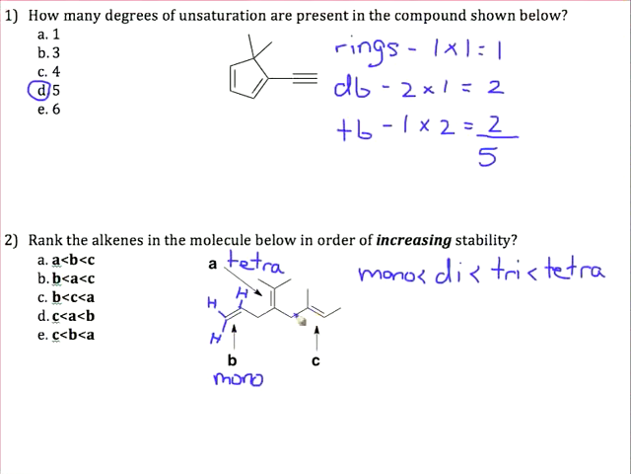Alkene C has 3 carbon groups attached and 1 hydrogen. Since there's 3 carbon groups attached, it's tri-substituted. So based on this, our mono-substituted is least stable, followed by our tri-substituted, and finally our tetra-substituted alkene being most stable. So B, C, A, and the answer is C.